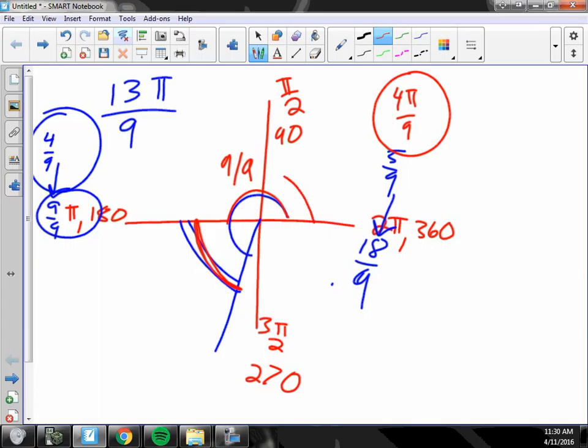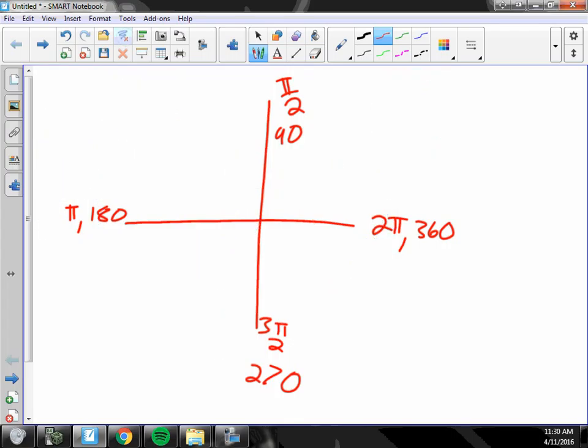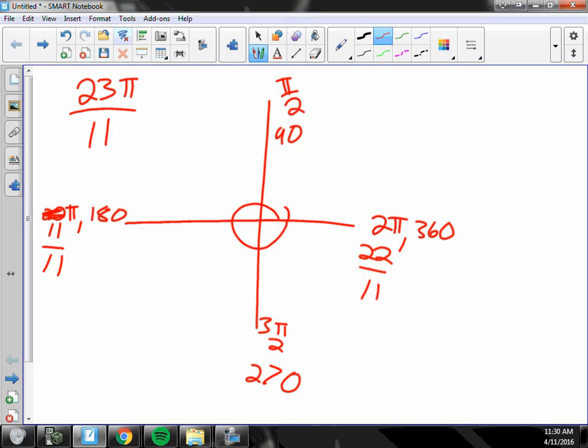So this would be 4.5/9. All right, what about 23 pi over 11? This one's kind of tricky. The top half equals, yeah, so this is 11/11. This is 22/11. So we go all the way around and 1/11 more, so the reference angle would be pi over 11. 1 pi over 11.